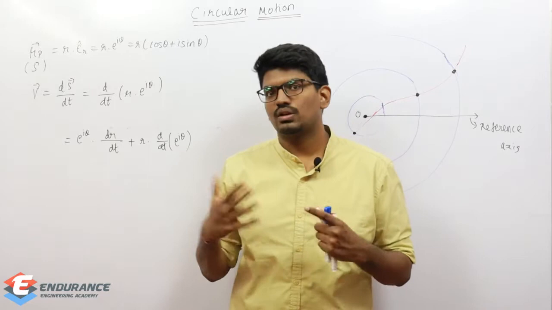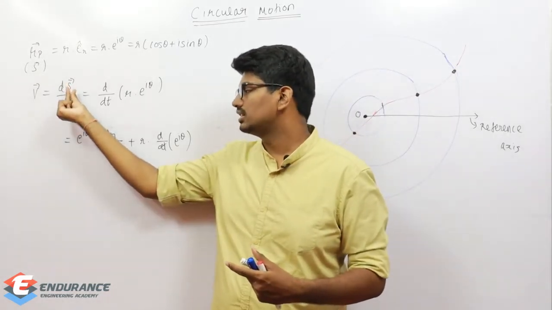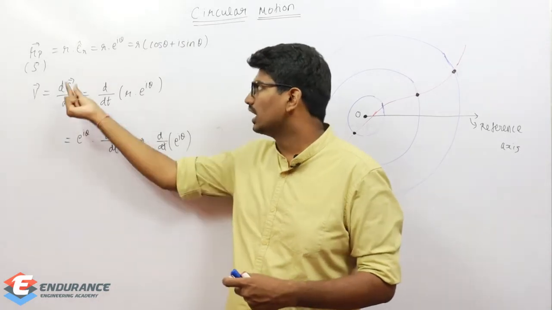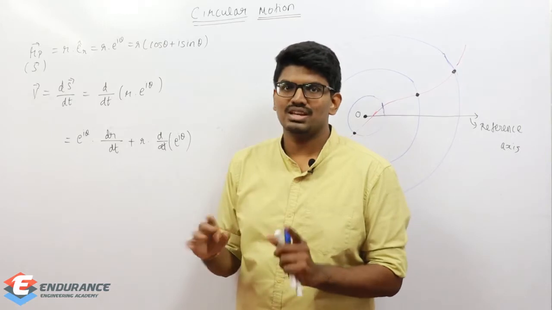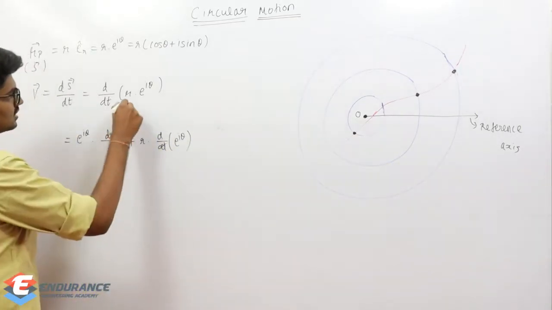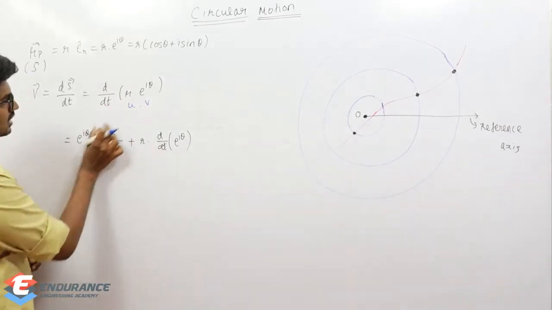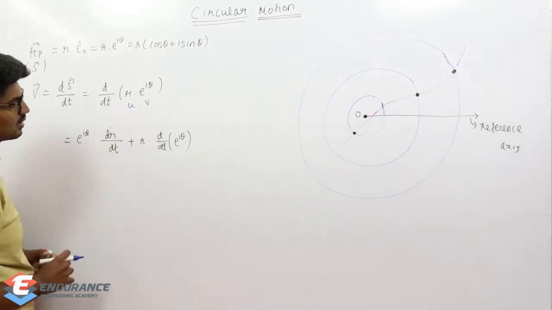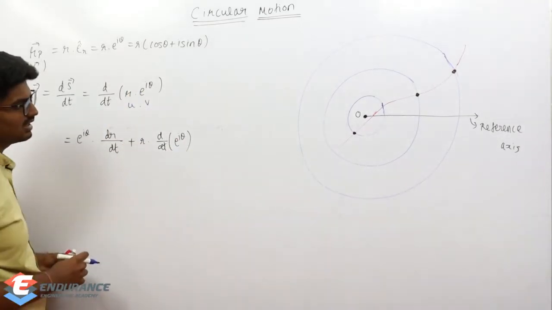Now for finding out the velocity vector, I need to differentiate the displacement vector with respect to time, and that displacement vector is nothing but r into e to the power of i theta. Very basic, straightforward. Now how will I differentiate this? This is u, this is v, right? By the uv method, I will keep v constant and differentiate r, so that is dr by d theta. I will keep r constant and differentiate e power i theta.